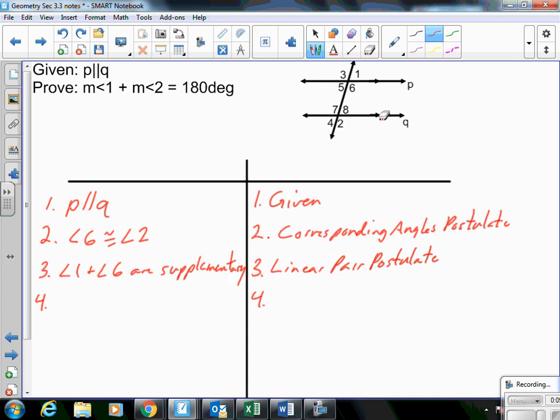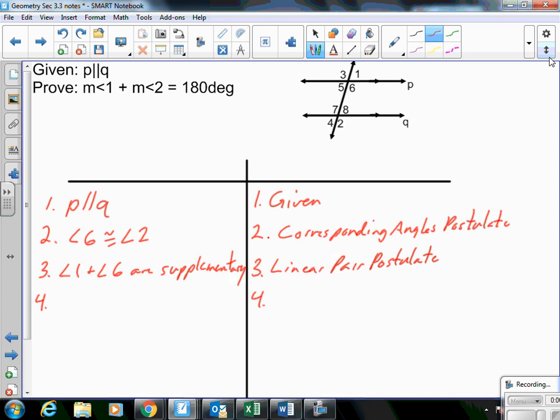All right, so now from there, we need to kind of connect the dots, so to speak. We got a relationship between 2 and 6 and 1 and 6. Now we need to use that information to come up with a relationship between 1 and 2. And since 6 and 2 are congruent, and 1 is supplementary with 6, then if 6 and 2 are the same, then 1 would also be supplementary with 2.